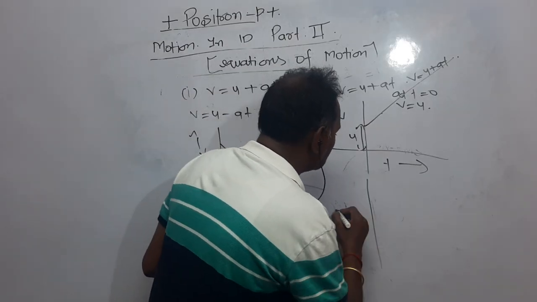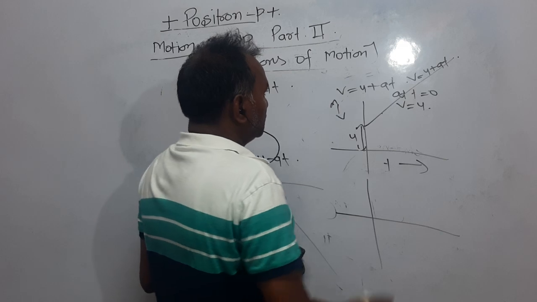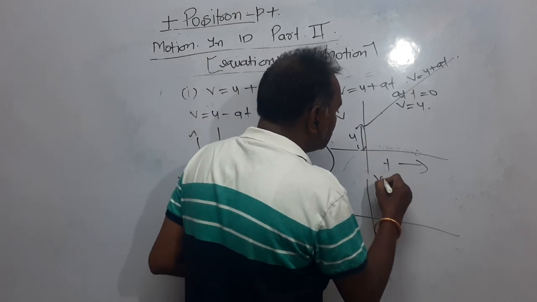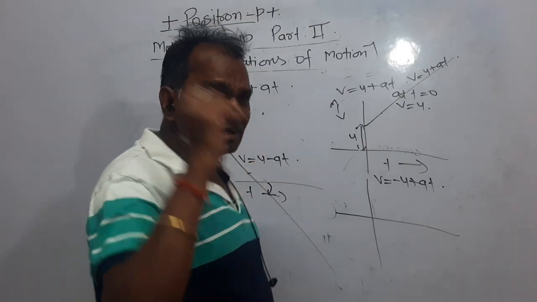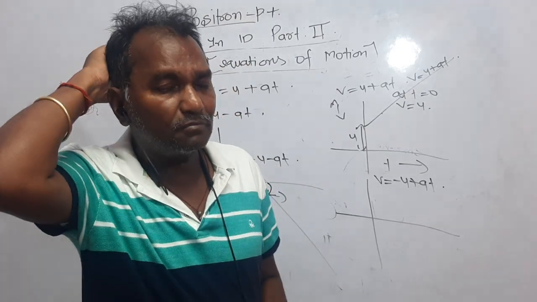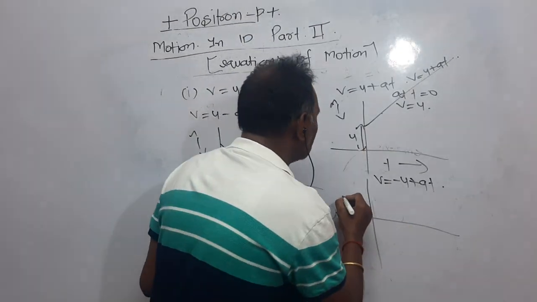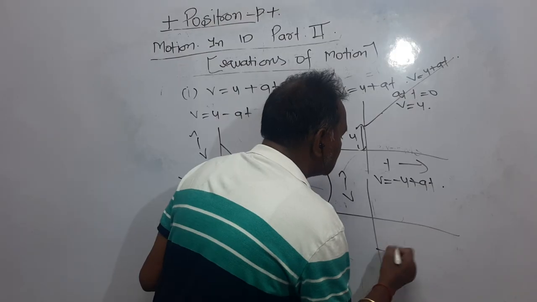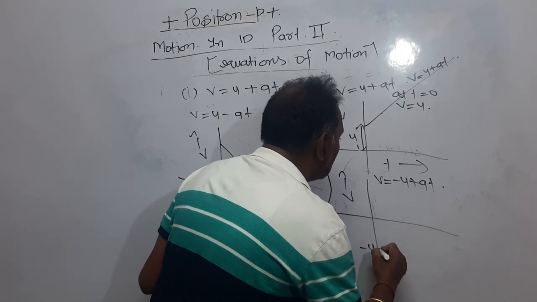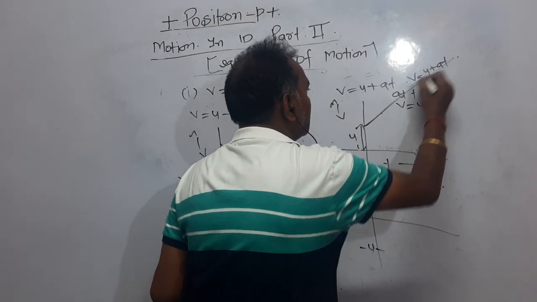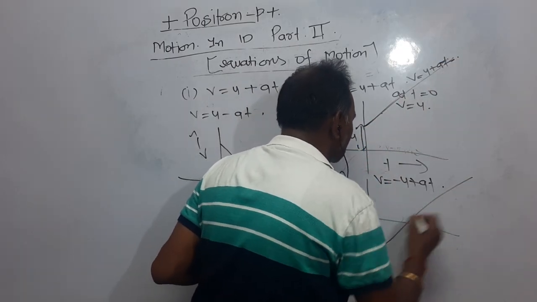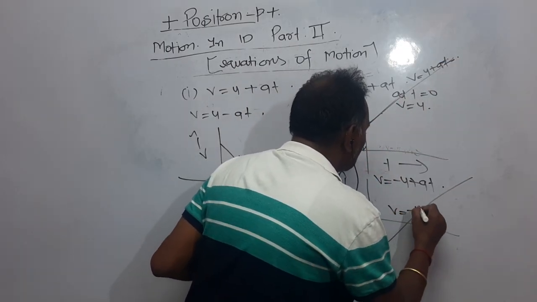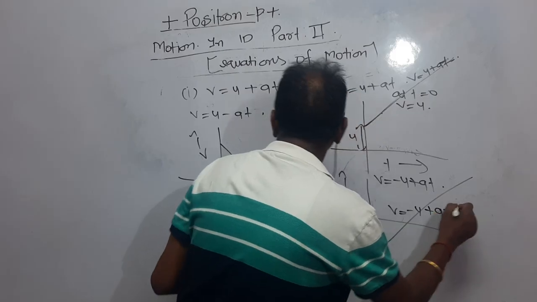Now, let's move. What I am doing? v is equal to minus u plus at you have to plot. Means, at the initial t equal to 0, body begins its motion from minus u. Minus u will be here. But a is positive, so graph will resemble like this. So, it is v is equal to minus u plus at.